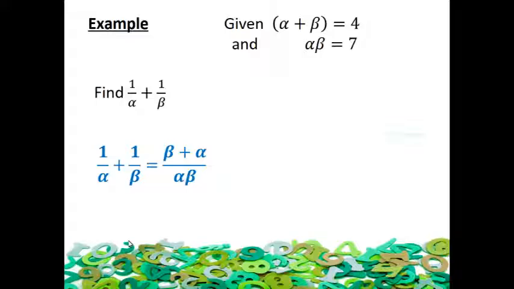I know the value of alpha plus beta, that's 4. I know the value of alpha beta, that's 7. And now I can sub those in so I know the value of that answer. Now there's one for you to have a go. Pause the video and bring this solution to the next lesson.